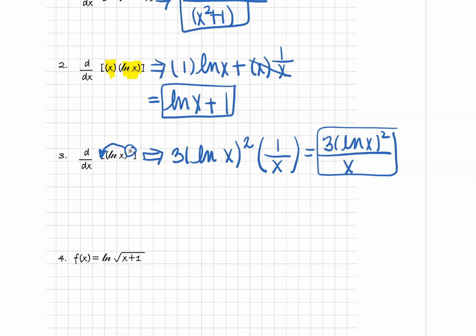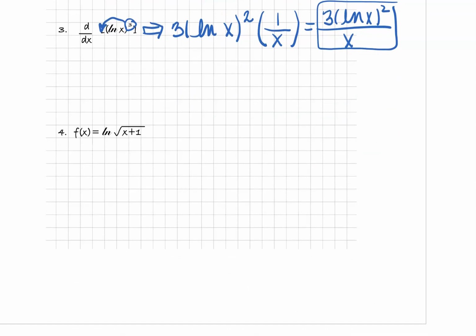Let's do another one. f of x is equal to ln square root of x plus 1. As always, when you have a radical, first do some algebra. So this would be x plus 1 to the 1/2. Next, we're going to have to pull up some algebra of logarithms. We're still not getting into calculus.